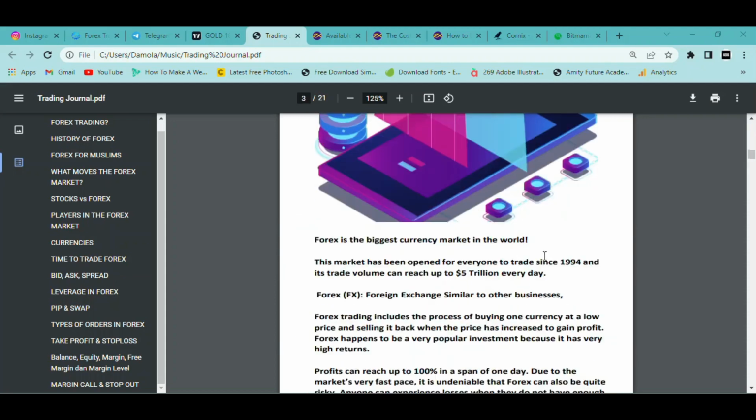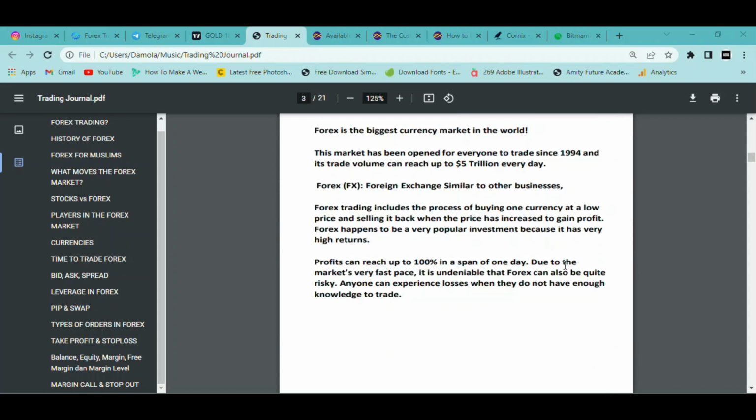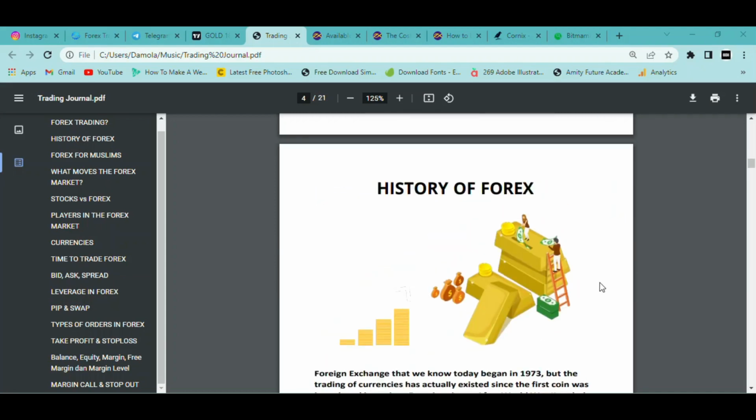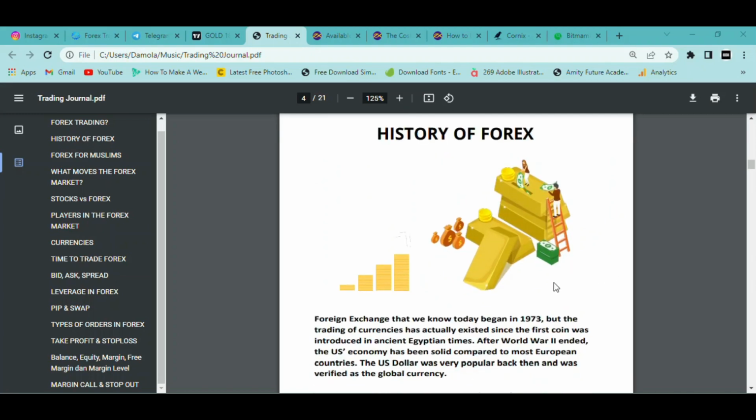So now, what is Forex? Forex trading basically means the biggest currency market in the world. It has existed since 1994, and each day the trading volume is over $5 trillion daily. The short form of Forex is FX, which simply means foreign exchange. It's similar to other businesses, and you can profit. Profits can reach up to 100% in the span of one day. So Forex is very profitable, unlike what you might have heard about Forex earlier. So that's that about that.